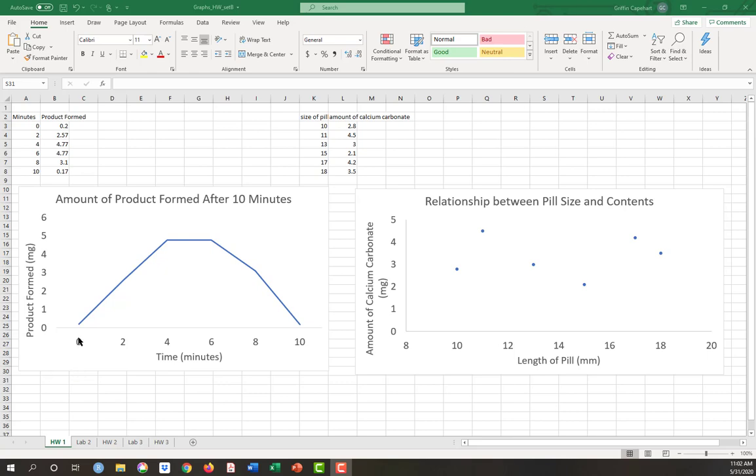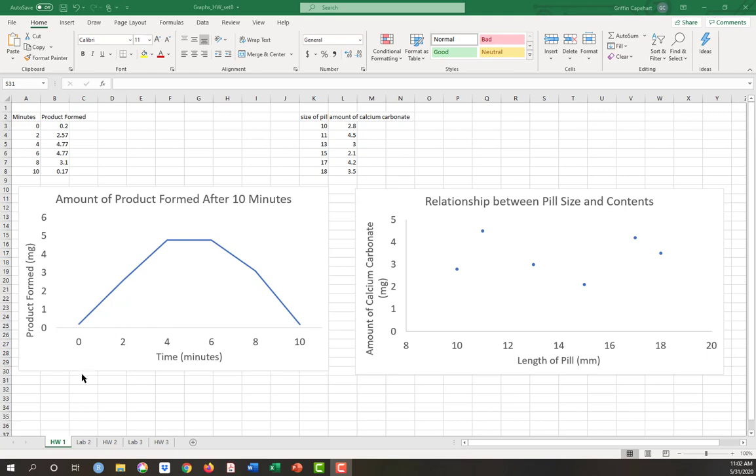To plot this data, we go up to our little data table here, and we notice that at 0 minutes, that's right here, the amount of product formed was 0.2. So we would go over to 0 and up 0.2 to arrive at that point there. 2, up to 2.57, right? 4, 4.77, and so on and so forth until you've filled out this whole graph. And since it's a line graph, you connect those points to get this curve.